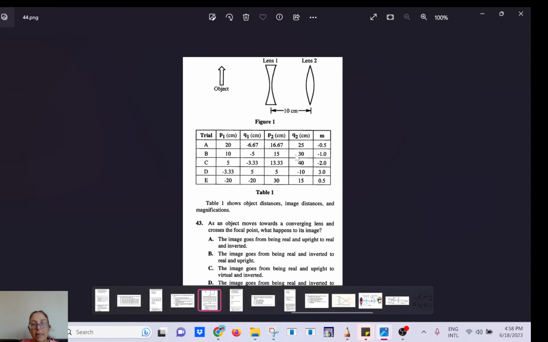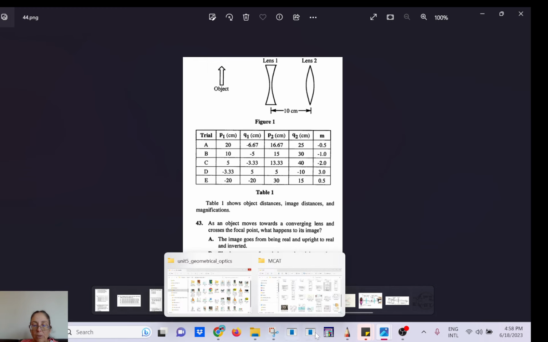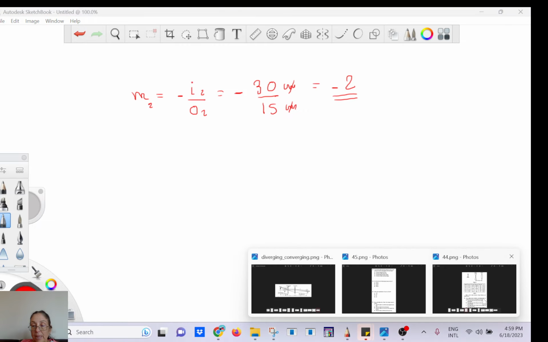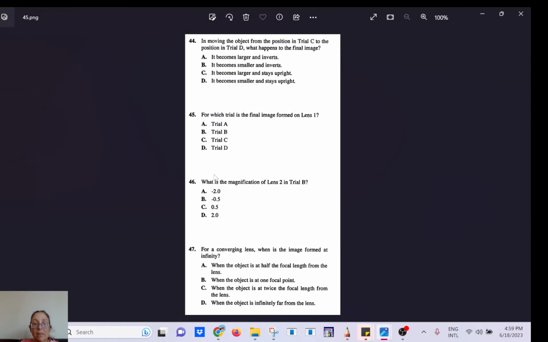So B, so it's minus Q2 over P2. So it's going to be minus 30 over 15. So that's going to be -2. So the answer is A. The answer is A, I think.